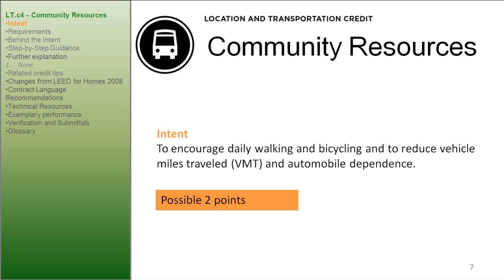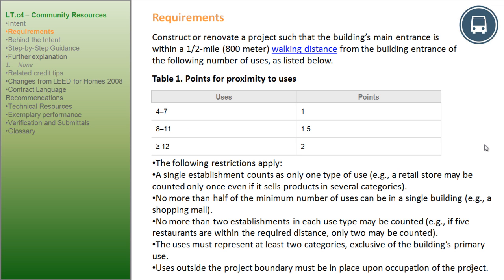Community Resources intends to encourage daily walking and bicycling and to reduce vehicle miles traveled, or VMT, and automobile dependence. It is possible for 2 points. Community Resources requirements: construct or renovate a project such that the building's main entrance is within a 1/2 mile or 800-meter walking distance from the building entrance of the following number of uses, as listed below.